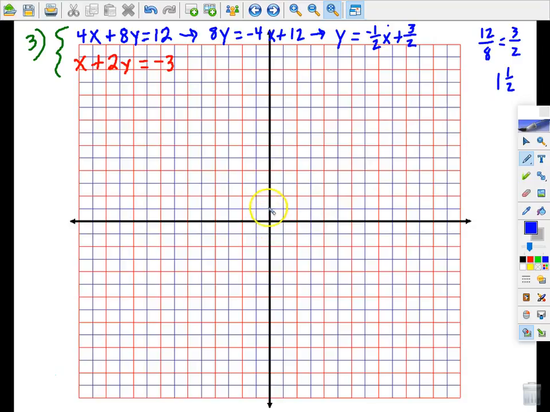So for graphing purposes, we might want to think of that as a mixed number. There's 1 and 1/2, close to it. And then from there, I'm going to count a slope of -1/2. So I'm going to go up 1 and left 2. You could have also done down 1 and right 2. And let's sketch this line.